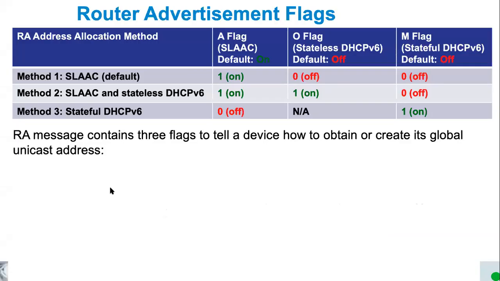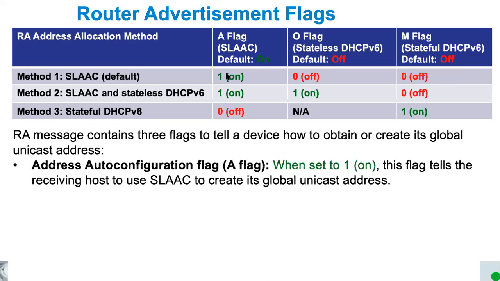Okay, so router advertisement flags, there are three of them, depending on the method. Let's take a look at these. By default, the A flag is set to on and the O and M flags are off. The address autoconfiguration flag, which is the default, suggests to devices to create their own global unicast address automatically, to do it themselves. We'll talk in the next set of videos about how it does this.